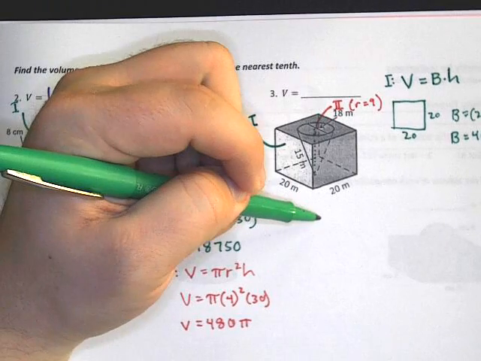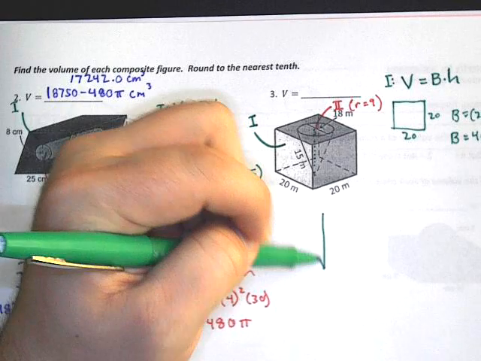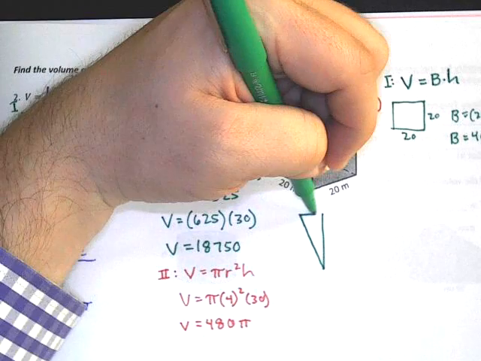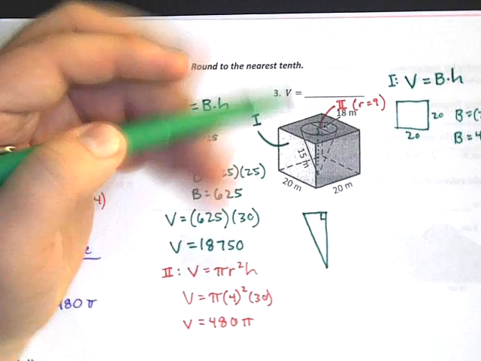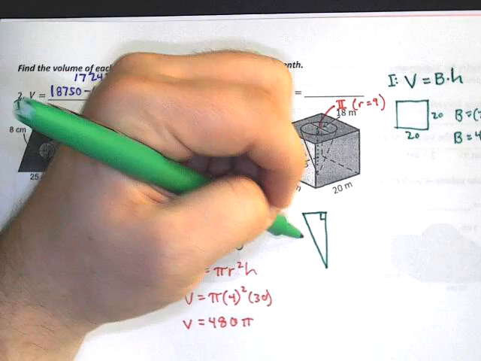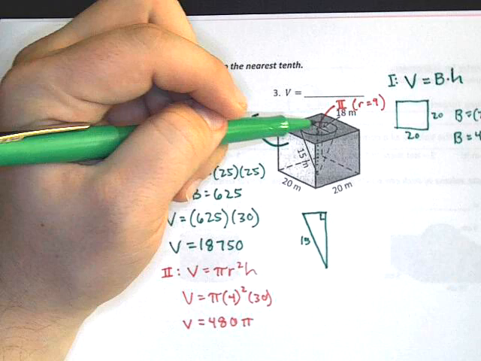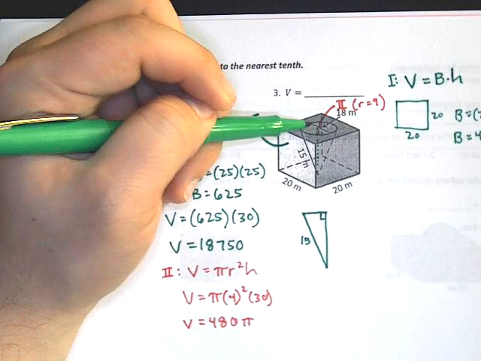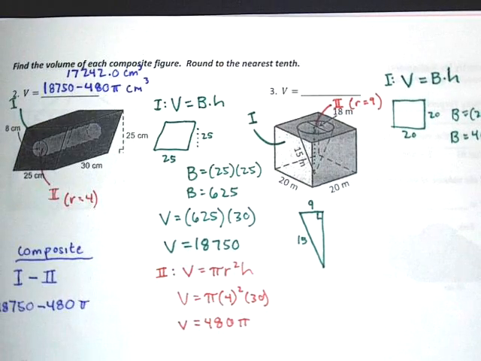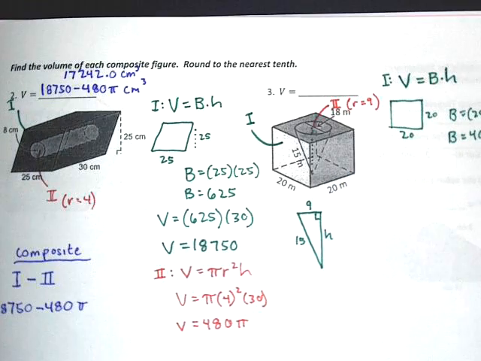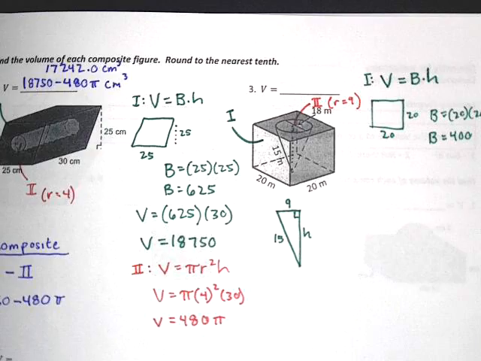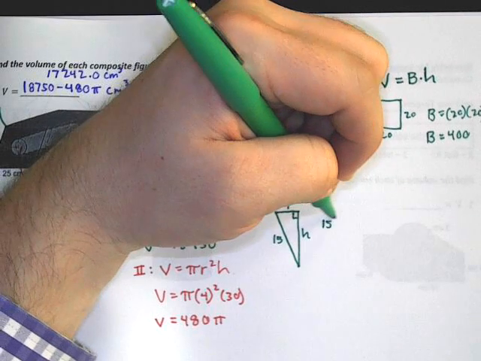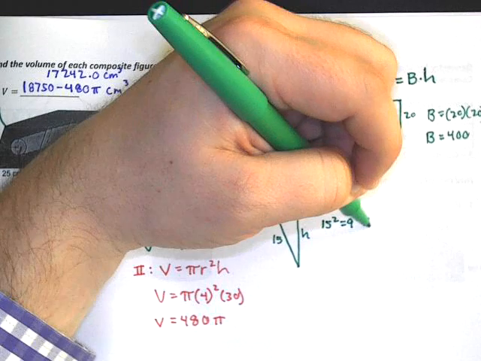Alright, if you notice, I can kind of extract this right triangle from the middle here. And I know that the slant height is 15. And well, the radius was 9. So how do I get h? Your friend and mine, Pythagorean theorem. 15 squared equals 9 squared plus h squared.